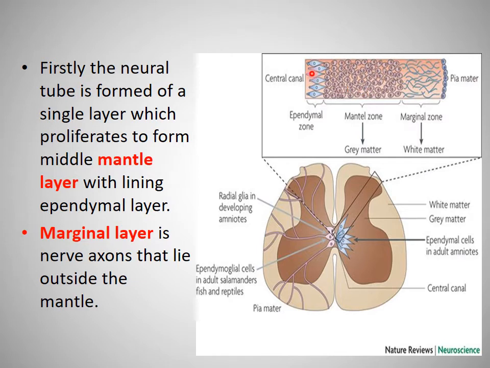Now, once these neuroblast cells are formed and it ceases to form the neuroblast cells, then these ependymal layer cells will form the ependyma, or the ependymal layer, which surrounds the central canal of the spinal cord. Now, these cells are the tall columnar cells. They are ciliated, and they will help in the circulation of the CSF.